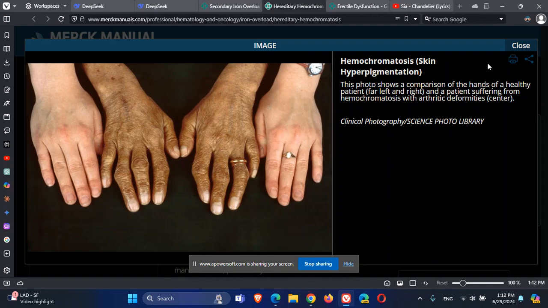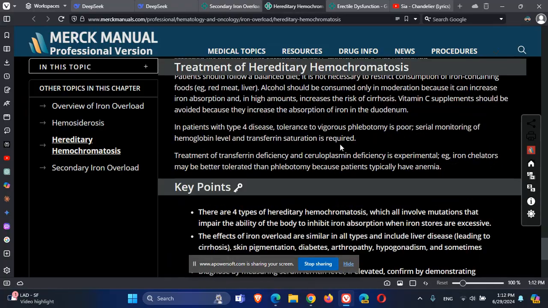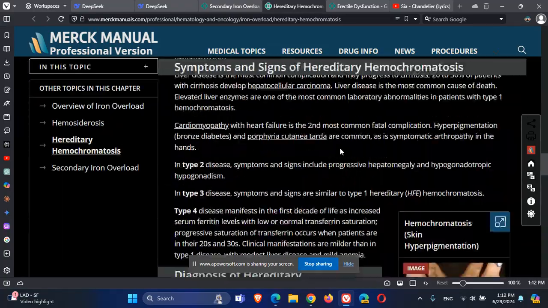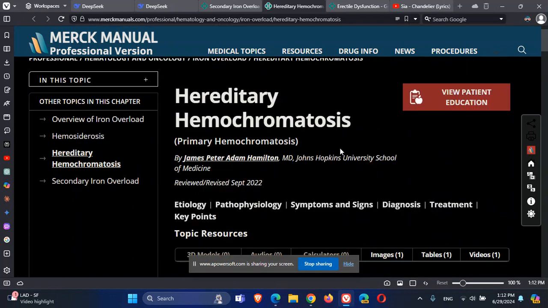Okay, so this was about hemochromatosis. If there are any corrections, please correct me. Thank you very much, and this is it. Thanks to Merck.